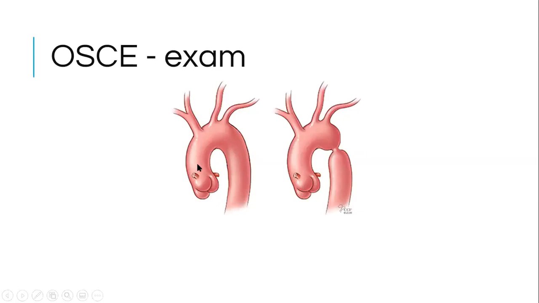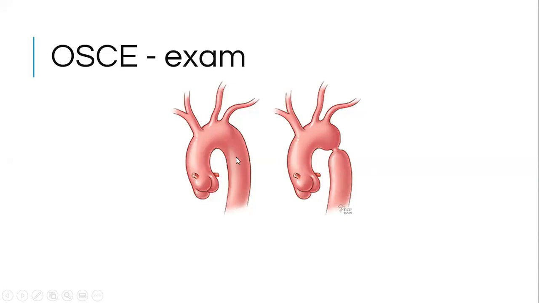So this is why you do your radial, and radiofemoral delay. This is something called coarctation of the aorta. It's a congenital malformation where there's a narrowing in the aorta somewhere. And that means that the blood flow to the rest of the body is restricted. It is super, super incredibly rare to not have this diagnosed in childhood. So the chance of someone having this in your OSCE is vanishingly low, but it's something that we continue to do.